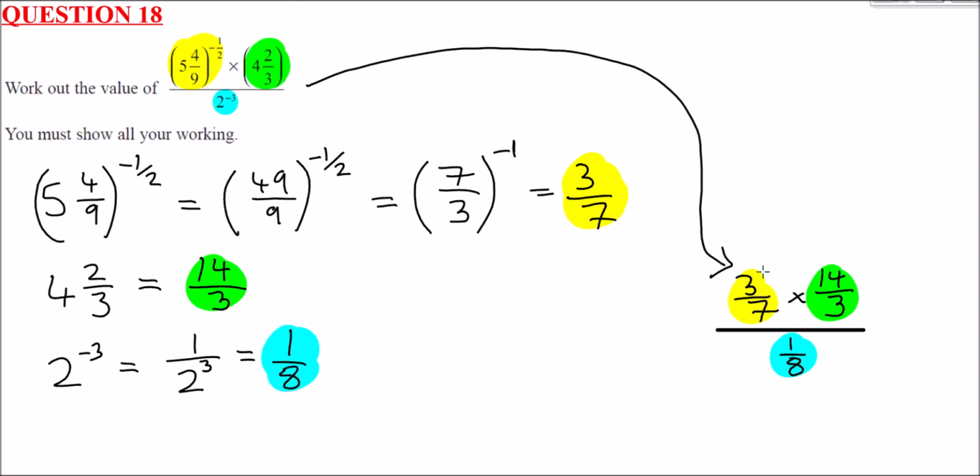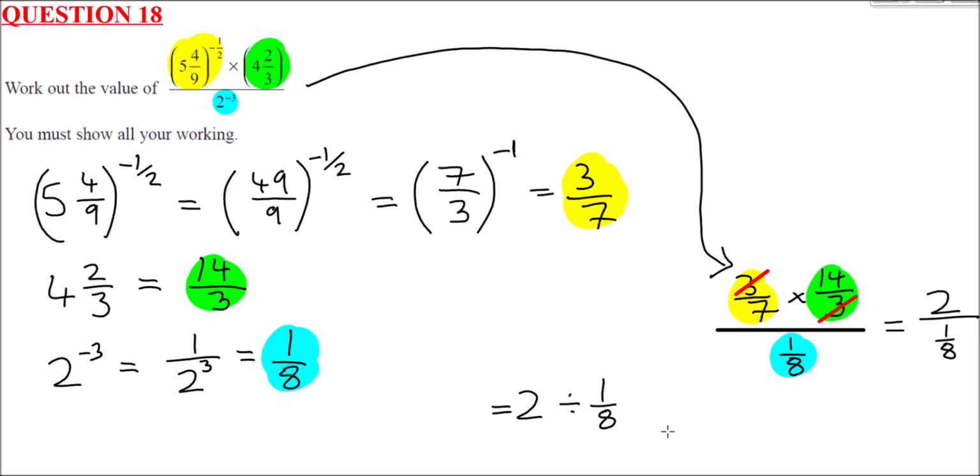We've got a 3 on the top and a 3 on the bottom, so they can cancel. On the top we've got 14, and on the bottom here we've got 7. 14 divided by 7 is 2. So the top of this fraction simplifies to 2, and this is still 1/8. So any fraction, like I said before, is the same as the top value divided by the bottom. So 2 over 1/8 means 2 divided by 1/8.